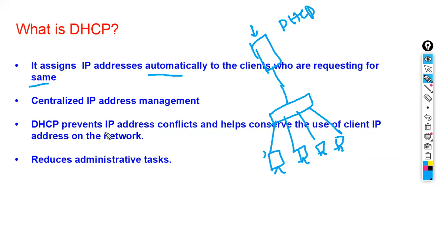And DHCP prevents IP address conflicts, which means it will provide unique IP addresses. It will not provide the same IP address to multiple devices, and it helps conserve the use of IP addresses on the network. And it reduces the administrative task as well. How is it reducing the administrative task? You don't need to go to each and every device to configure the IP addresses. PCs, or the end devices, will get the IP addresses automatically.